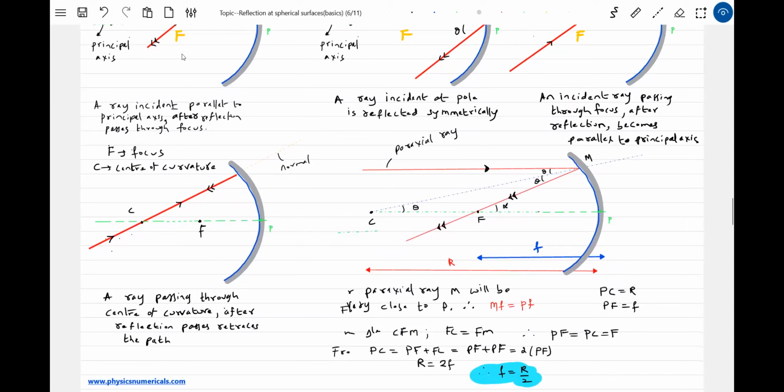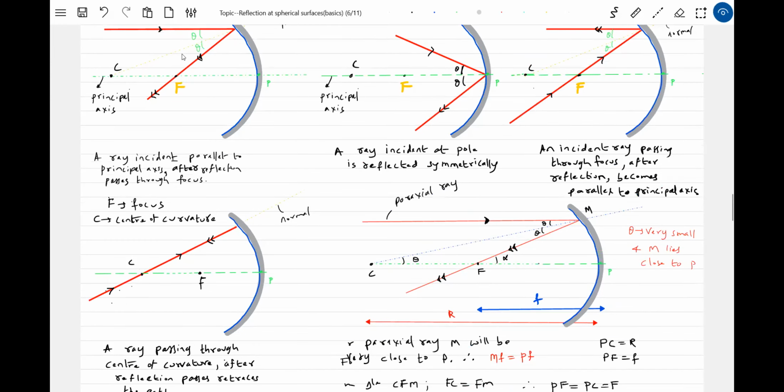A ray. I'll write it here only. Theta very small and M lies close to P. Then for this condition, the incident ray will become a paraxial ray. Paraxial ray doesn't mean that it is parallel to the principal axis. I think that will be a wrong idea. Here, for convenience, I just took a ray which is parallel to the principal axis.